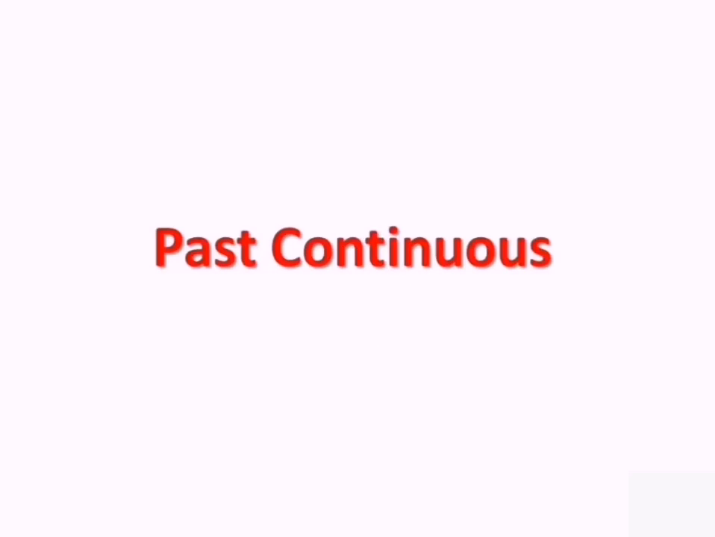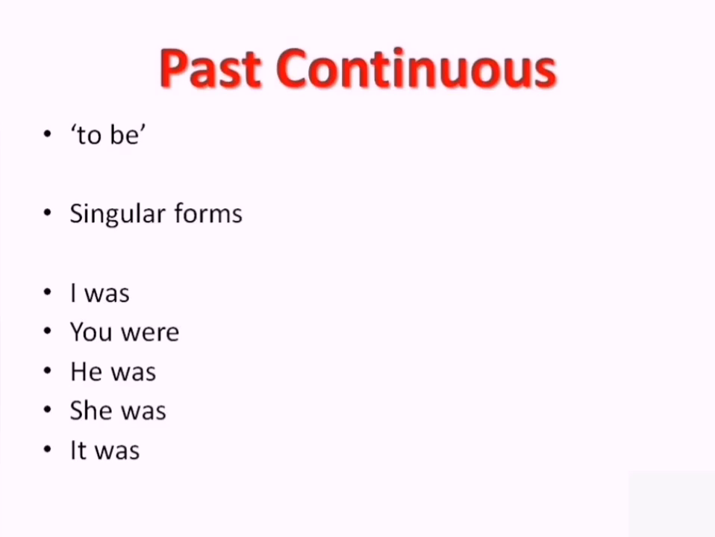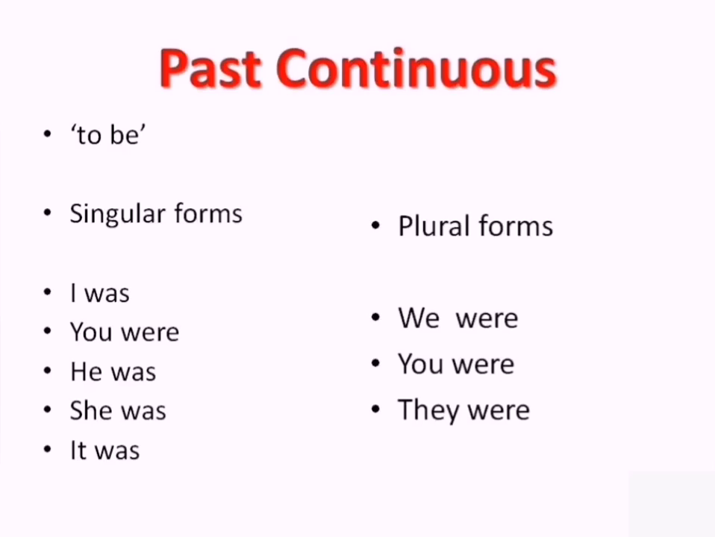Past continuous. But before we get started, it's good to know how to conjugate the verb to be in its past tense. For the singular form, I was, you were, he was, she was, it was. For the plural forms, we were, you were, they were.